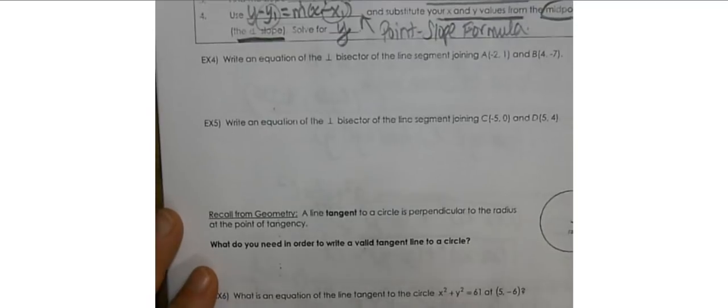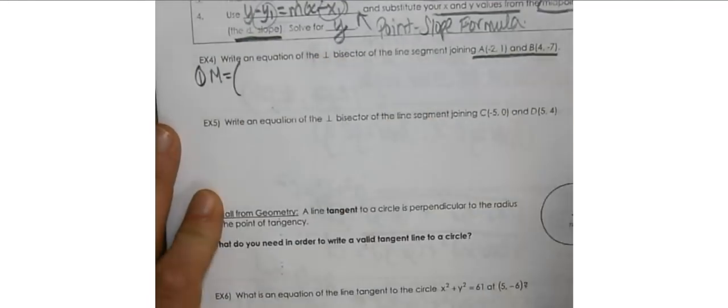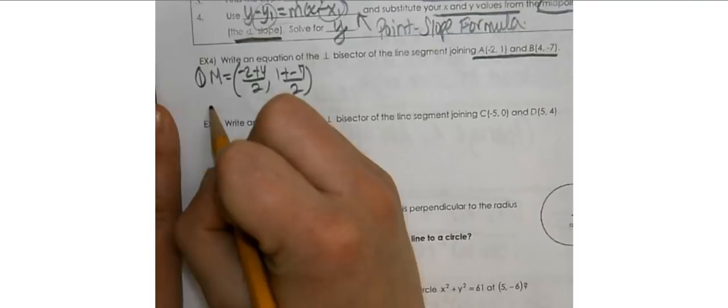Let's go ahead and look at example number 4 and actually apply these steps. If we wanted to write an equation of the perpendicular bisector of a line segment joining points A and B, the first thing that we need to do is identify our midpoint. Our midpoint is going to be the average of our x values. We have -2 plus 4 cut in half, and 1 plus -7 cut in half. -2 plus 4 is equal to 2, and half of 2 is 1. So we have 1, and 1 plus -7 is -6, and half of -6 is -3.